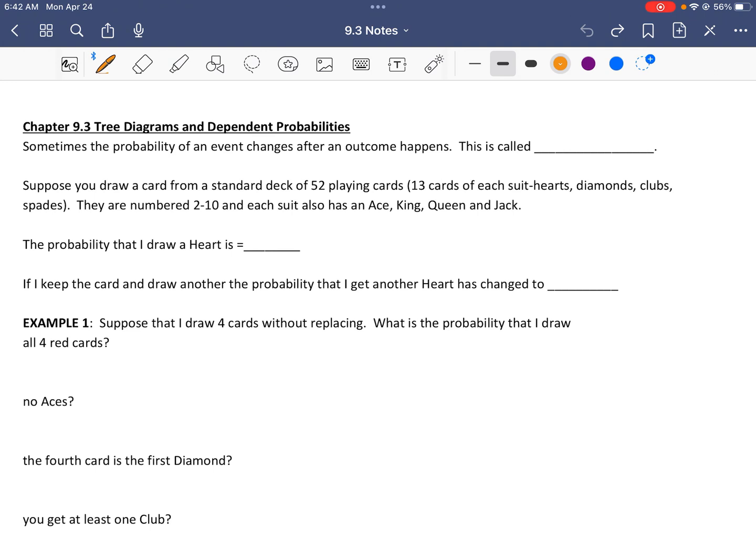All right, guys, let's look at 9.3 notes. Sometimes the probability of an event changes after an outcome happens. This is called dependent.